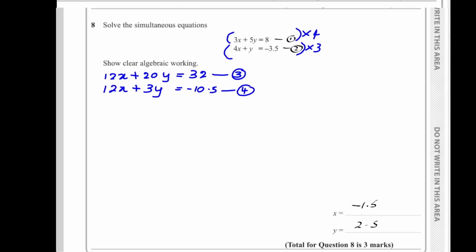Remember, in 99.9 cases you are getting the same sign. So most of the time we subtract, but analyze it and be cautious. If the signs are different, you have to add. Other than that, subtract. So I'm going to subtract equation 3 minus equation 4.